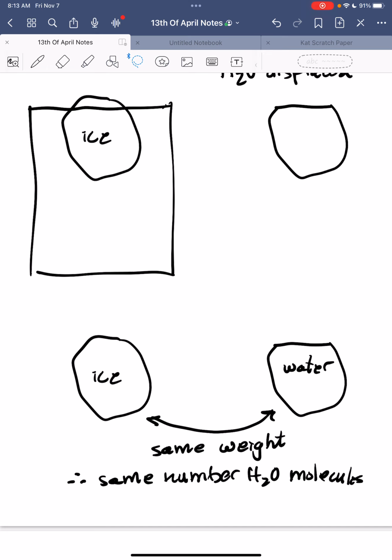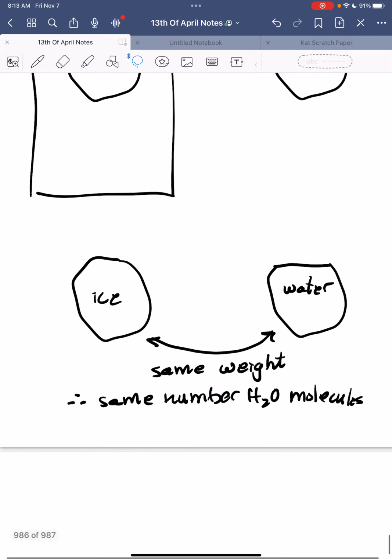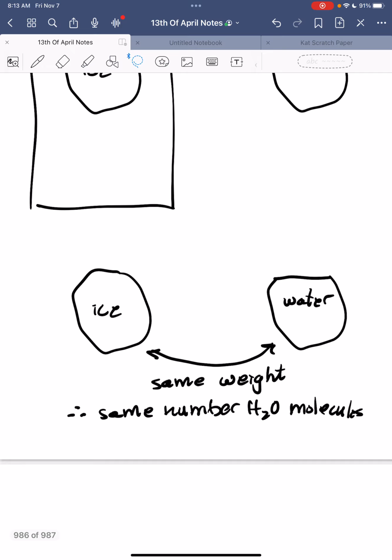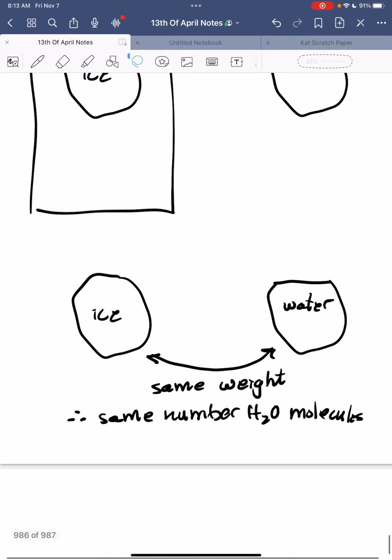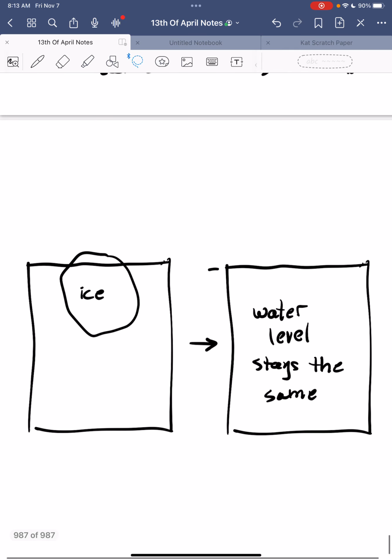And so they have exactly the same number of water molecules, so when the ice melts, it's not going to increase the number of water molecules at all. And what that means is that as the ice melts, it basically changes from low density to higher density, and it takes up less space. And as it takes up less space, it doesn't cause the water level to go up at all. And so the water level stays the same.